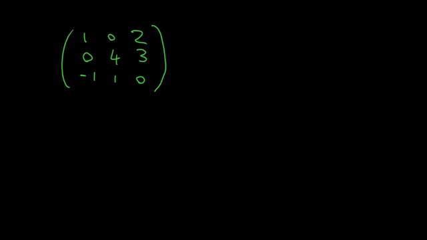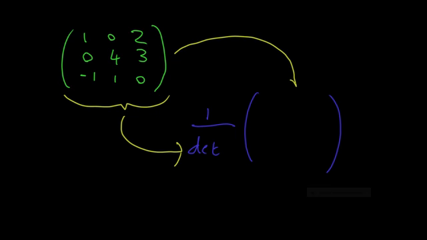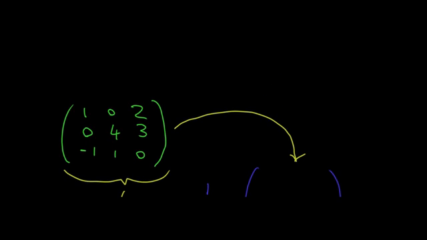My answer is going to look something like this. I'm going to have 1 over the determinant times some new matrix. So there are really two things I want to get. I want to calculate the determinant of this and put it here, and I want to do something to this to get a new matrix and put it there. Together that'll make my inverse. So let's talk about how to get that new matrix first.